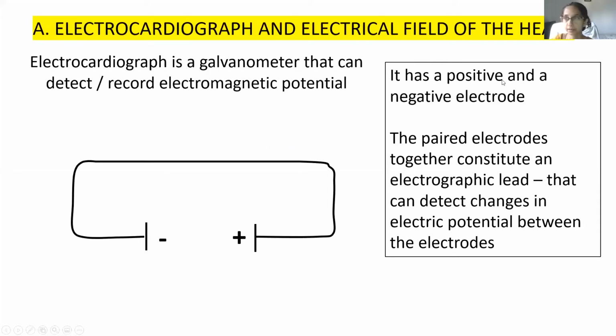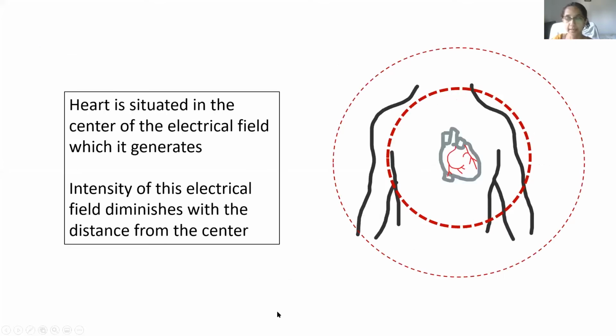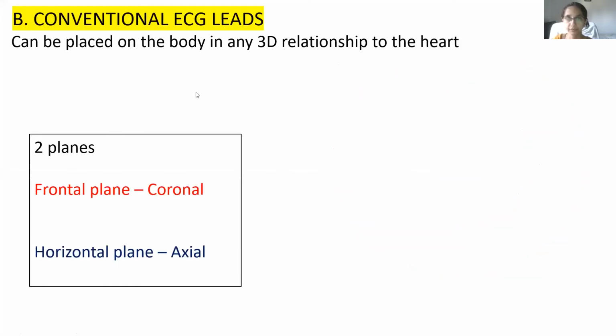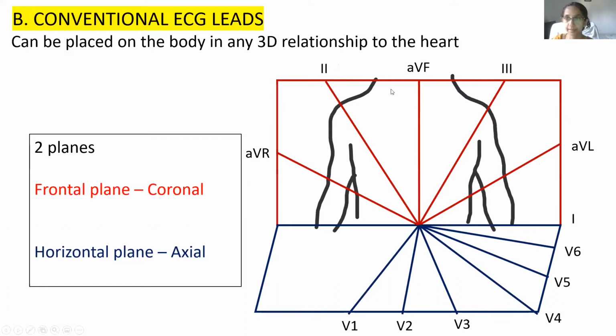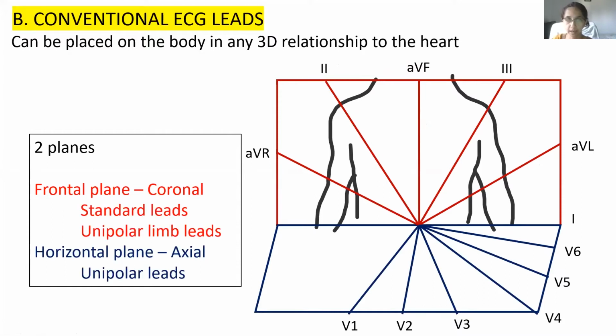So what we had understood is that ECG is behaving like a galvanometer, where it can detect and record an electromagnetic potential. It has a positive and a negative electrode, and the imaginary line which joins these electrodes forms the axis. Related to the electrical field, we have the frontal and the horizontal plane across which the leads are placed. And every single lead is giving information about a particular area of the heart.